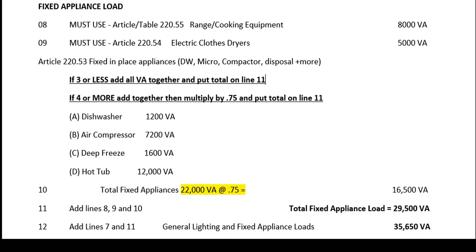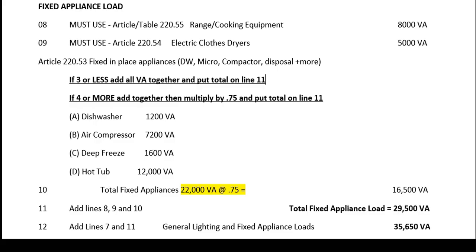I can't remember if I included it in this presentation also, but something that's been added, and I believe that was added in the 2023, maybe the 2020, is calculating a load, whether you put one in or not, for an electric vehicle charger. Those are calculated at 7,200 VA, which is basically 7,200 VA at 240 volts, a 30 amp circuit. So here we have our clothes dryer at 5,000, and then we have 4 fixed appliances in addition to that.